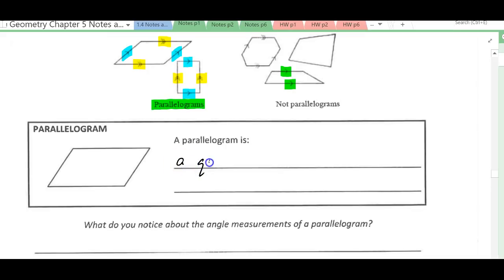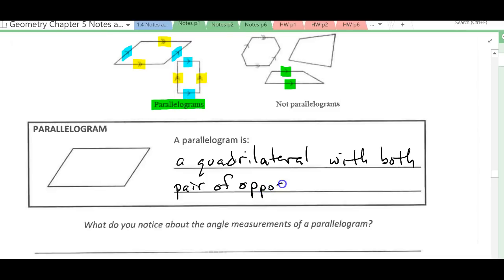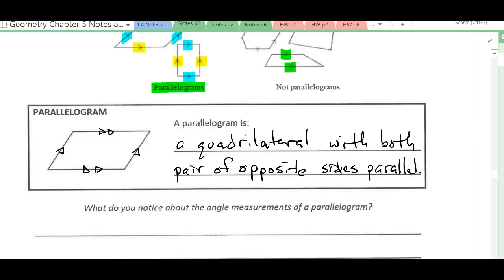is a quadrilateral with both pair of opposite sides parallel. Alright, so over in our picture, this pair of sides is going to be parallel, and this pair of sides is going to be parallel. So once we take our quadrilateral and we make both pair of opposite sides parallel, a lot of things are going to happen.